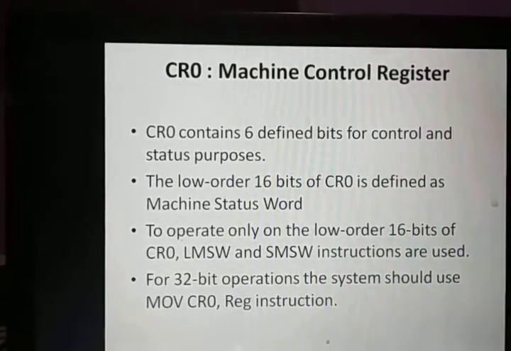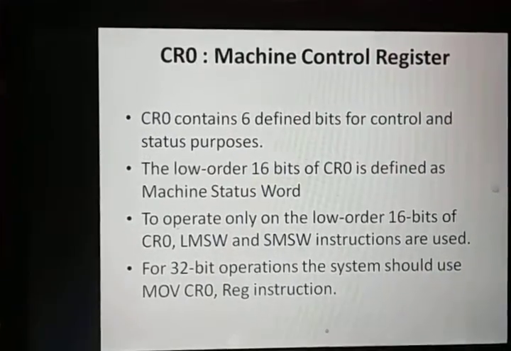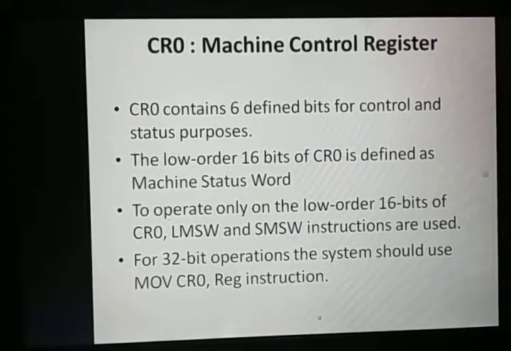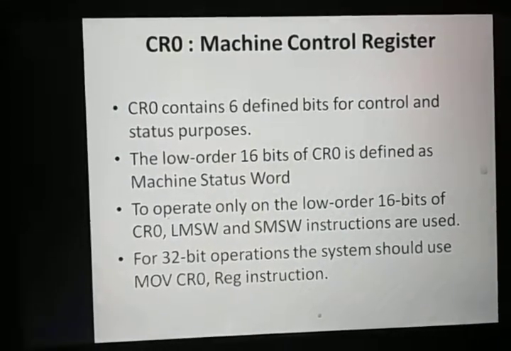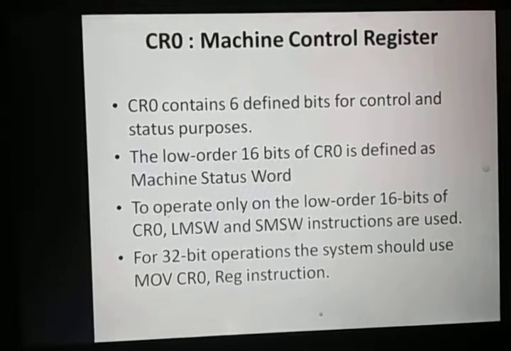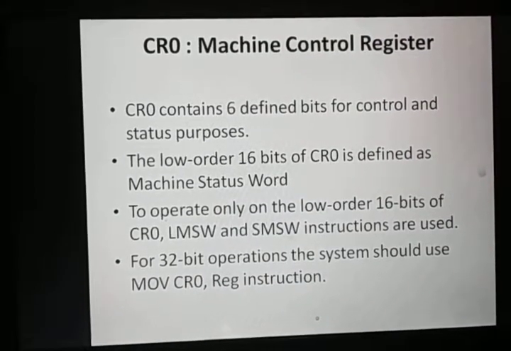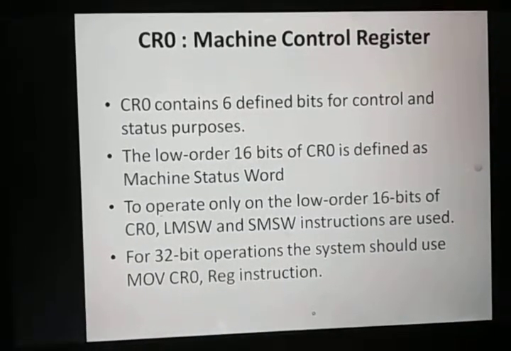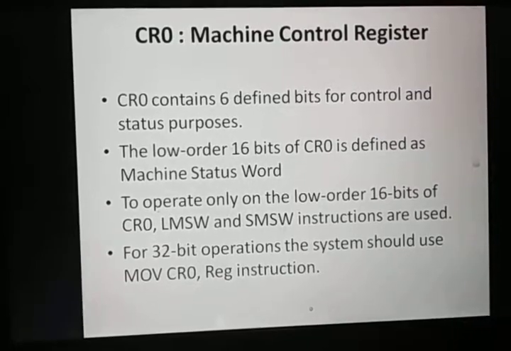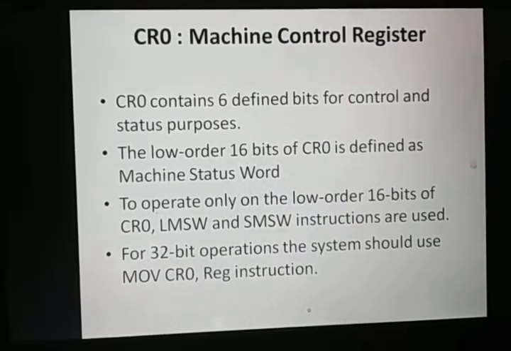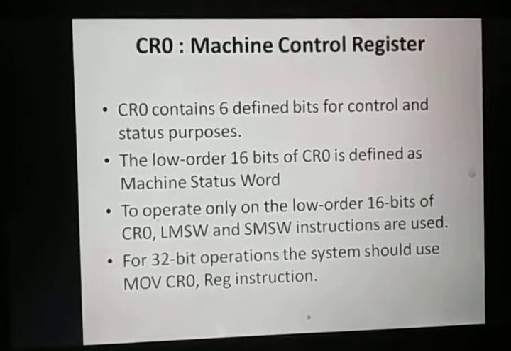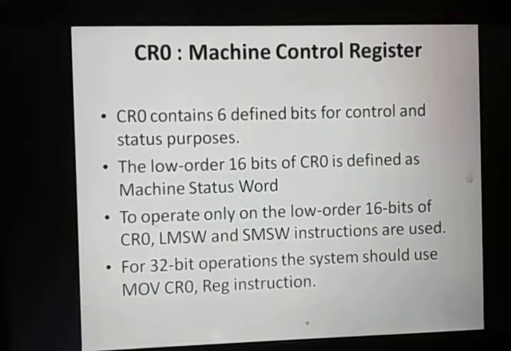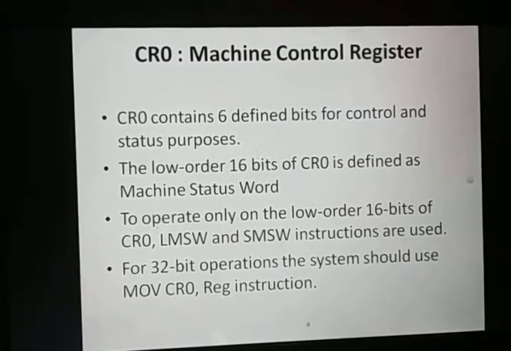Control register 0, the machine control register. CR0 contains 6 defined bits for control and status purposes. The lower order 16 bits of CR0 are identified as the machine status word, and this is an important point from the examination point of view, because many times this question has been asked in university question papers or in online examinations. Which control register contains the machine status word, the upper 16 bits or the lower 16 bits? The lower 16 bits of the CR0 register are used for the machine status word. So this type of question related to the machine status word has been asked many times.